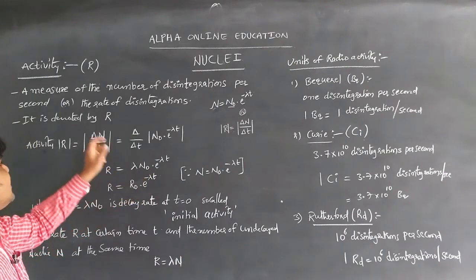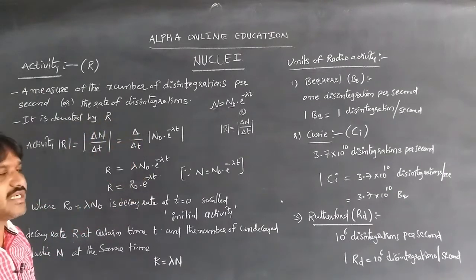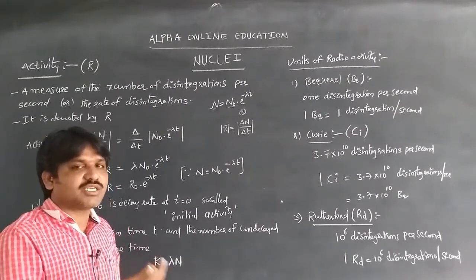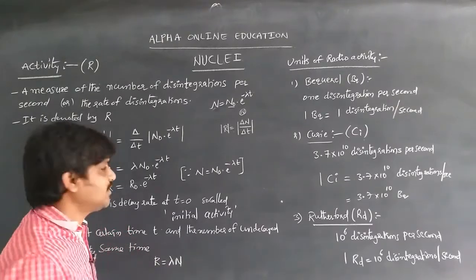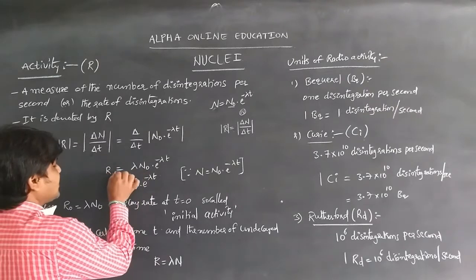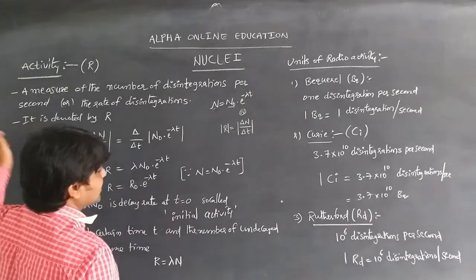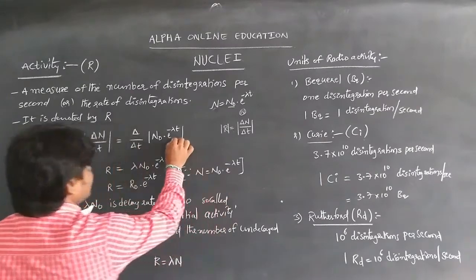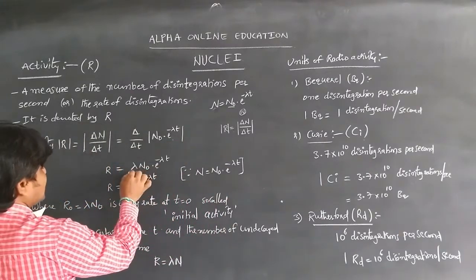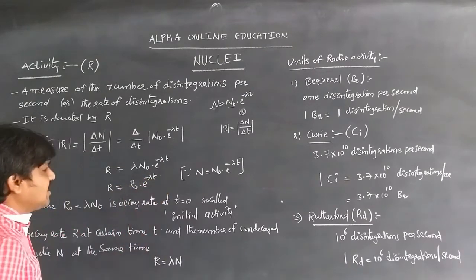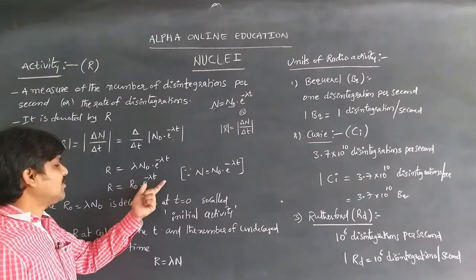The number of disintegrations per second, how many nuclei are disintegrating, is a number, so we take it as positive. So R is equal to lambda N naught into e power minus lambda t. By differentiating, we get this formula. From that formula, R is equal to R naught into e power minus lambda t.